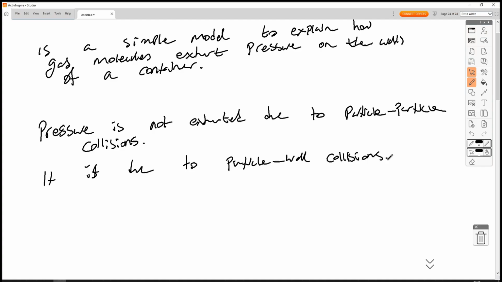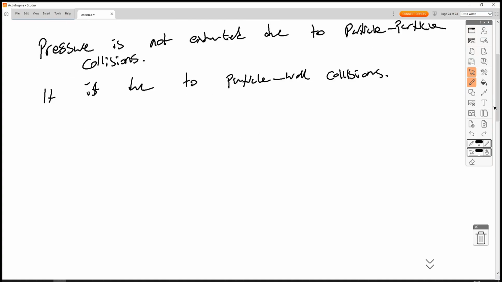In fact, we're even assuming that particle collisions don't really happen between each other. They only collide with the walls. So we assume particles do not affect each other.